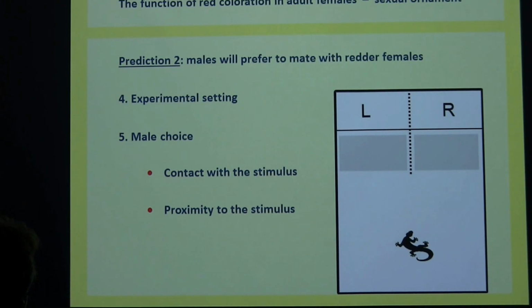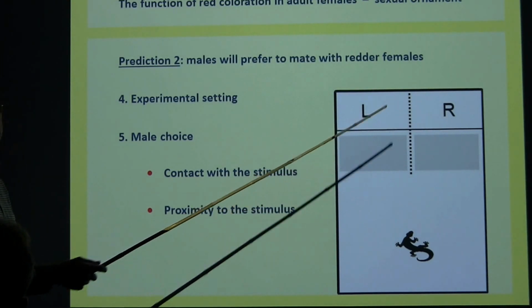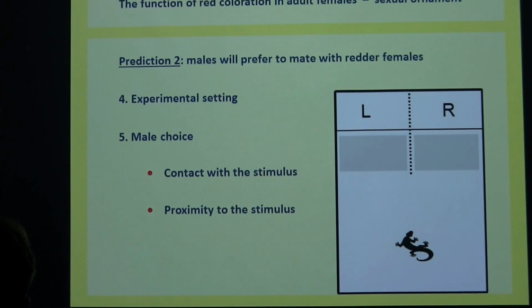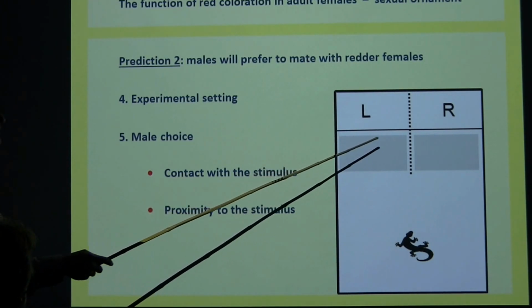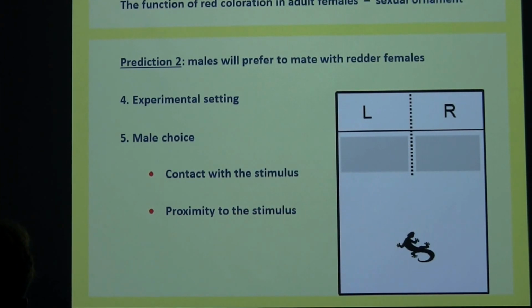We considered two ways of assessing male choosiness. Time spent in contact with the stimulus. In fact, it was in contact with the transparent wall, because contact with the female was not possible, and time spent close to the stimulus, specifically in the selection areas that are shown here in gray.